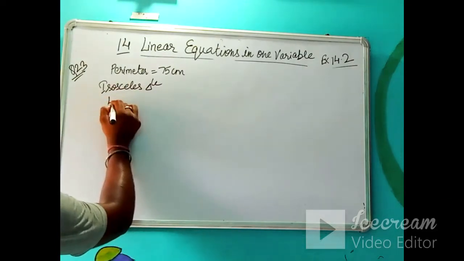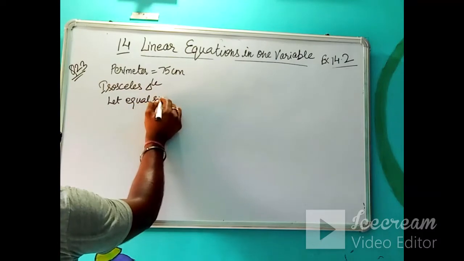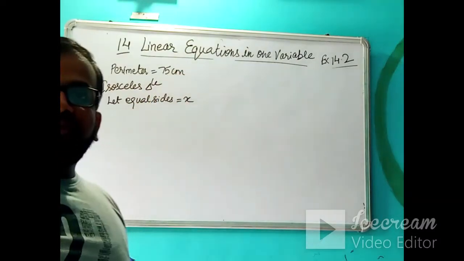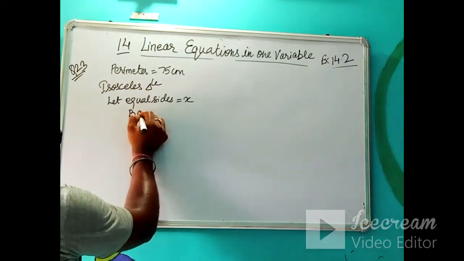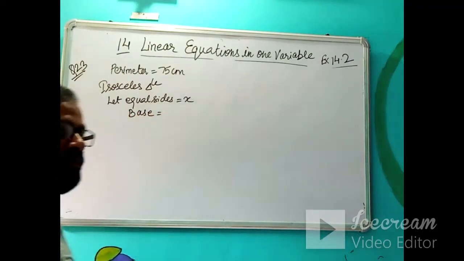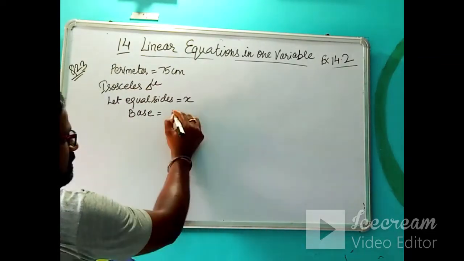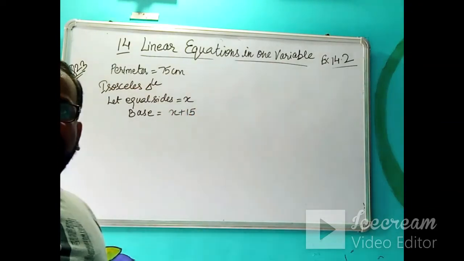So I will assume the equal sides equal to x. I have assumed the equal sides as x. So what is the base? Base is 15 centimeter longer than that, that means x plus 15. This will be the base.